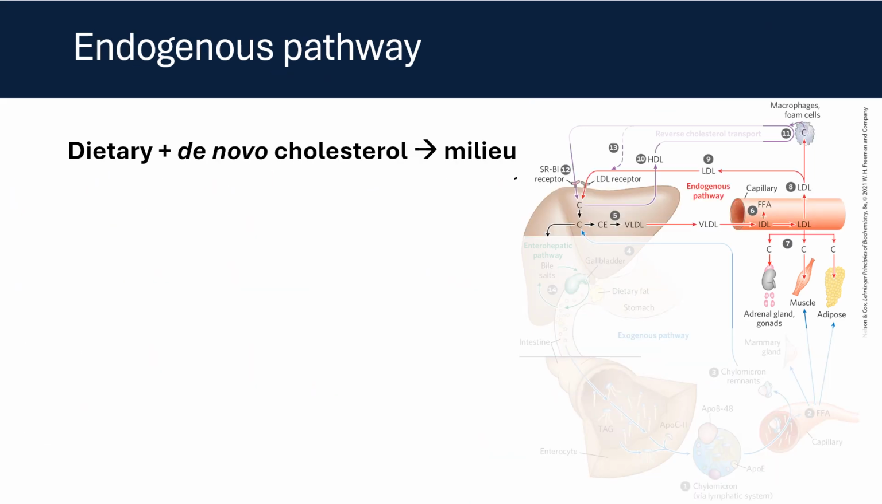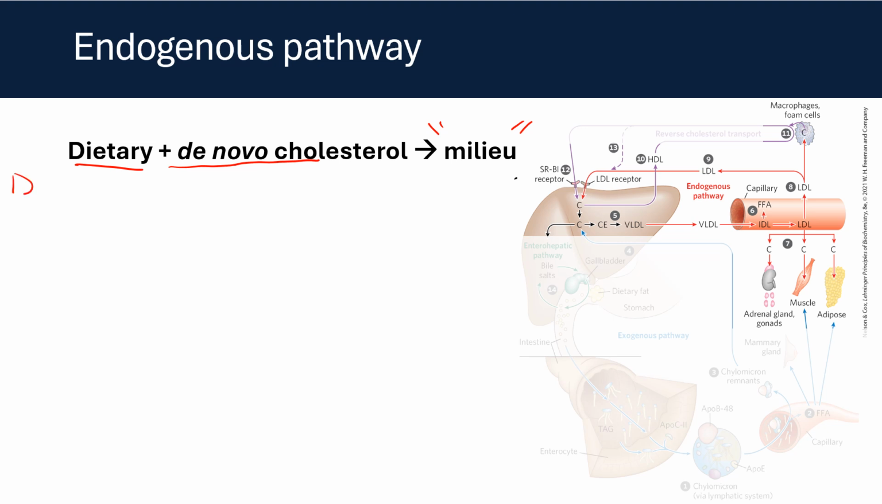The second pathway is called the endogenous pathway. And here we are going to take both dietary cholesterol that we consume and also cholesterol that we make ourselves, de novo cholesterol, and we are going to package it and send it out to the rest of the body, also known as the milieu. So let's break it down.